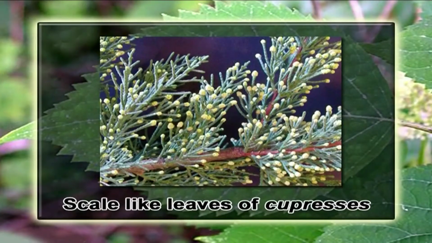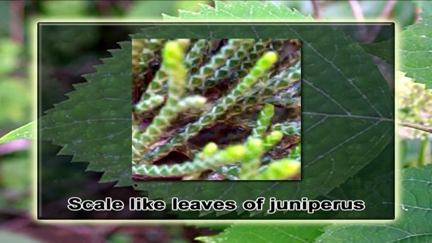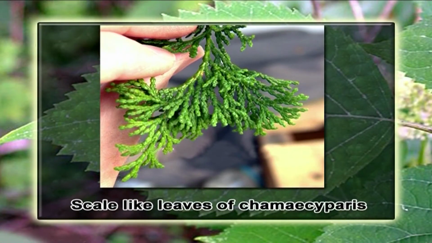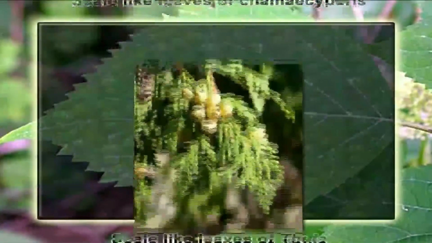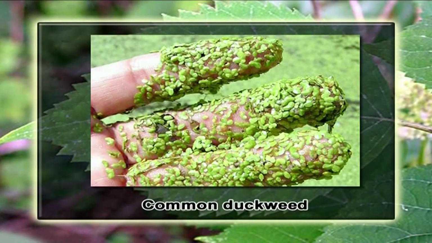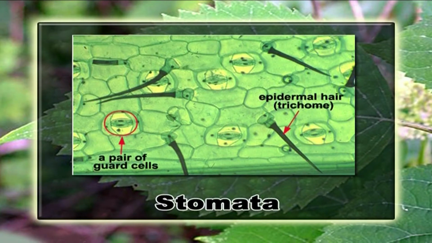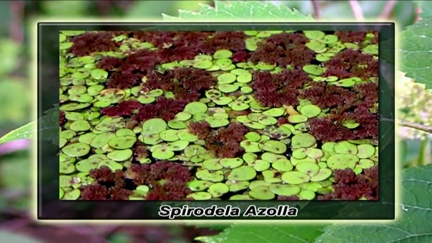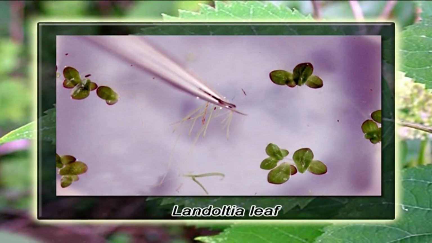This includes cypress, that's Cupressus species, junipers, that's Juniperus species, and cedars, that's species of Chamaecyparis and Thuja. The body of duckweeds has paired guard cells and stomata on its upper surface and superficially resembles a leaf, particularly in the flattened duckweeds, Spirodela, Landoltia, and Lemna.